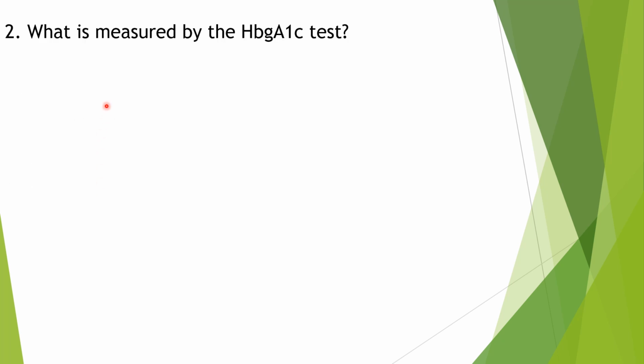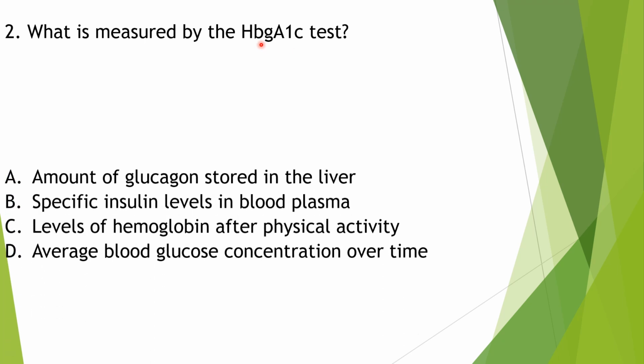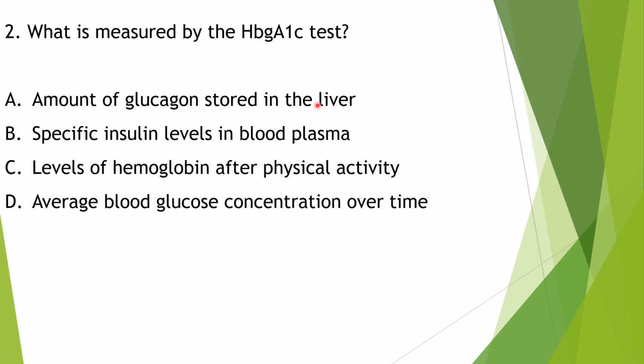What is measured by the HbA1c, hemoglobin A1c test? Amount of glucagon stored in the liver, specific insulin levels in the blood plasma, levels of hemoglobin after physical activity, average blood glucose concentration over time. HbA1c is the average blood glucose concentration over time, and it is measured by the amount of glucose that binds to the red blood cells.